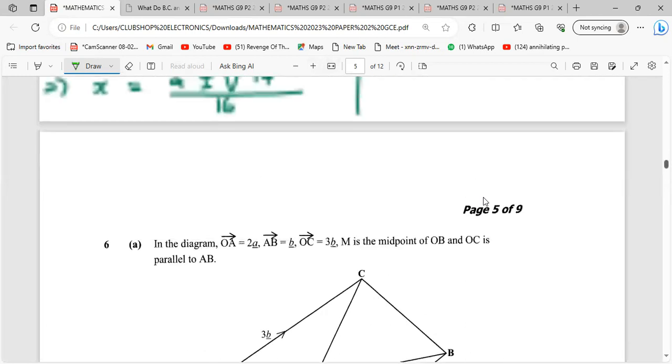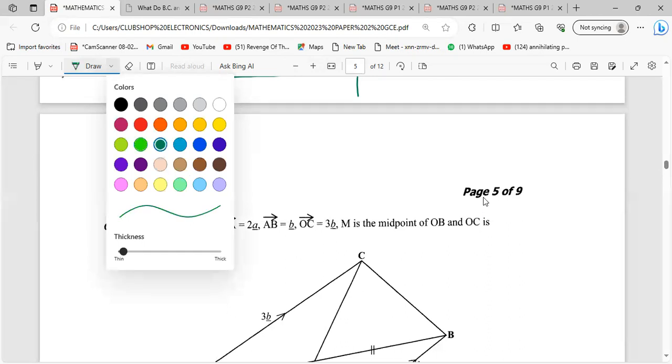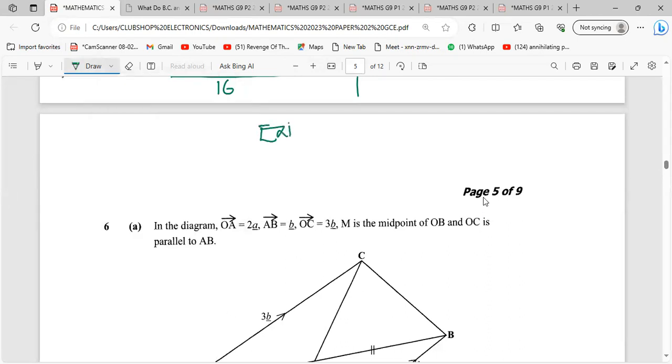Okay, so that's where we end for this presentation. In the next presentation, we'll look at question 4. Then the other presentation, we'll look at question 6, maybe up to 10. All right? Maybe up to 10.